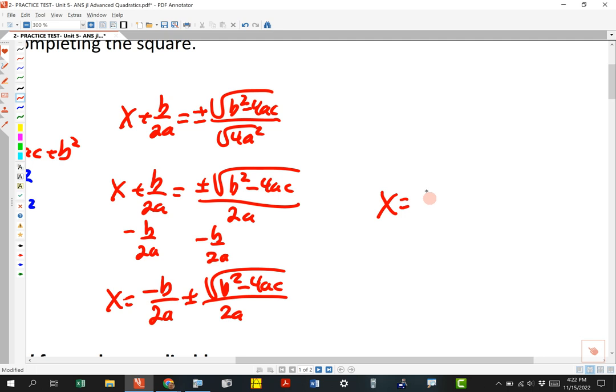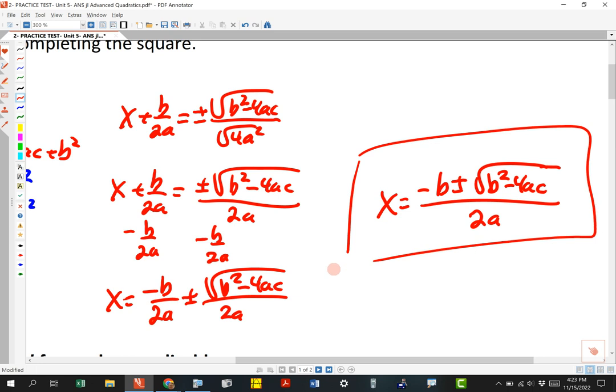So here's what I finish off with. I can write this as one single fraction because I have a common denominator, so there's going to be a 2a. I've got this negative b, and then plus or minus this big square root. So this is b squared minus 4ac. And that right there is the quadratic formula. So we just derived that.